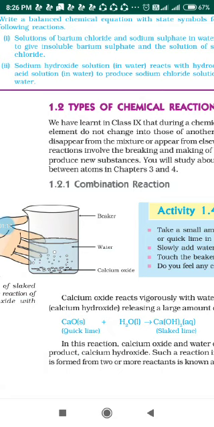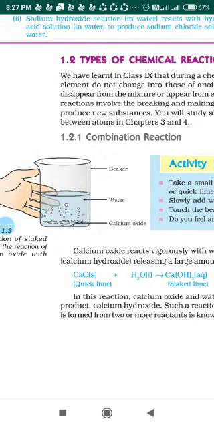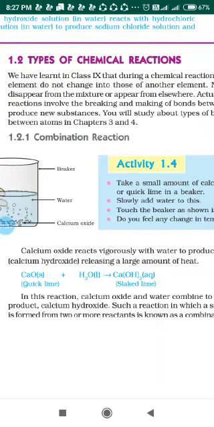The chemical reaction in which two substances combine together to form a new substance, a single substance, is called combination reaction. For example, as we see on your page of the chapter book, when calcium oxide reacts with water, calcium hydroxide is formed.